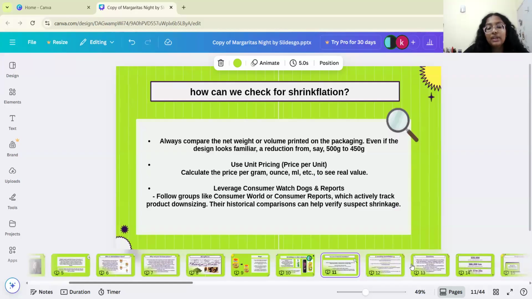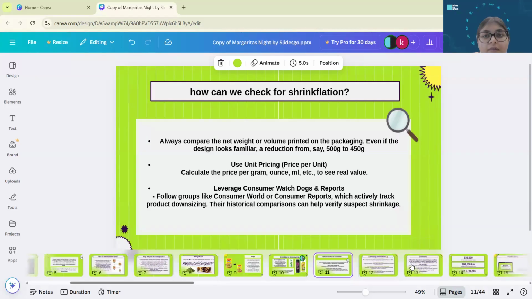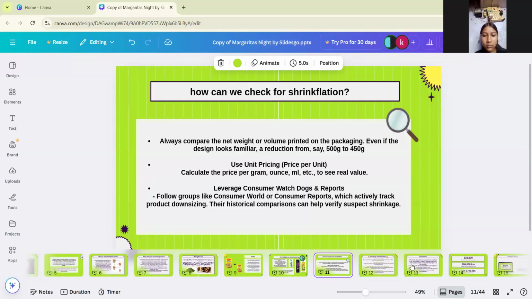So how can we check for shrinkflation? We're taking a pause. Is everyone understanding so far? Please give a thumbs up if everyone is understanding.